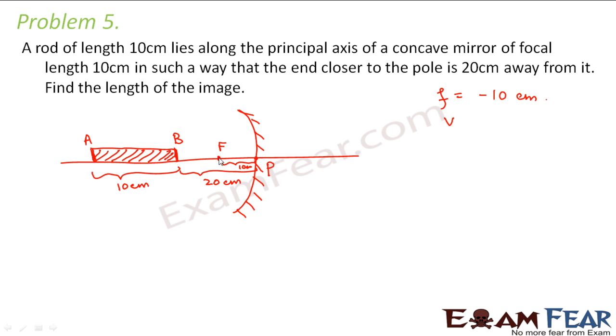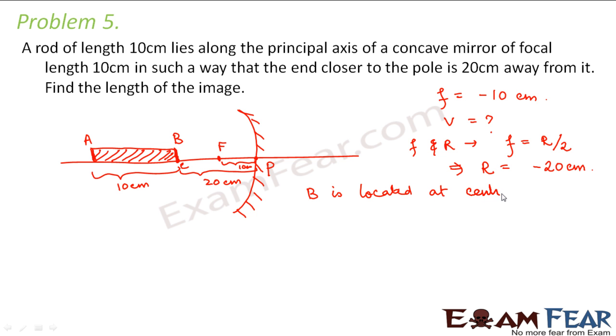Now if you look at this, F is the principal focus which is at 10 centimeters, and we know the relationship between F and radius of curvature: F is equal to R by 2. So if F is 10 centimeters, that means the radius of curvature would be minus 20 centimeters. So the radius of curvature is at this point. So this point is the center of curvature. So we can say that the point B is located at the center of curvature.